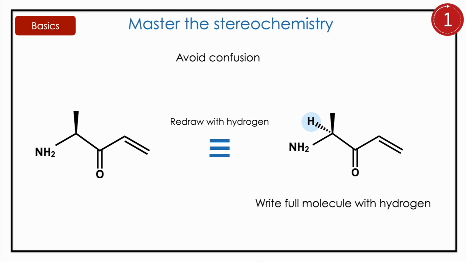Then the very basic one: to avoid confusion, always draw all the atoms. Here an example is given. Methyl and amine are on the alpha chiral carbon, but the hydrogen is hidden and the stereochemistry is also hidden. So if you always redraw, you avoid the confusion. You can eliminate the errors.